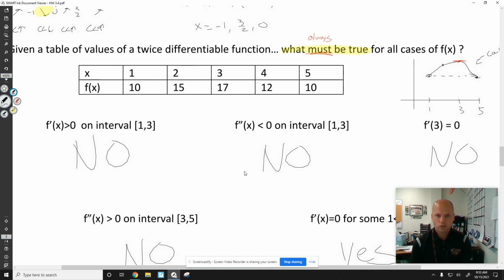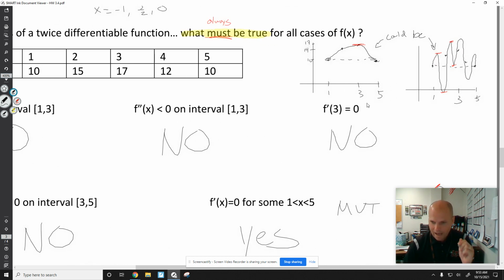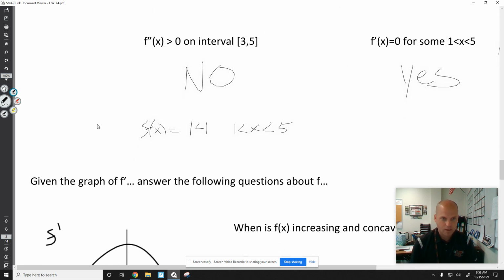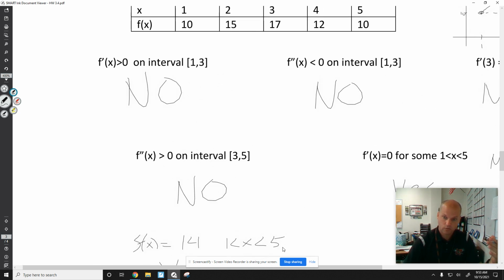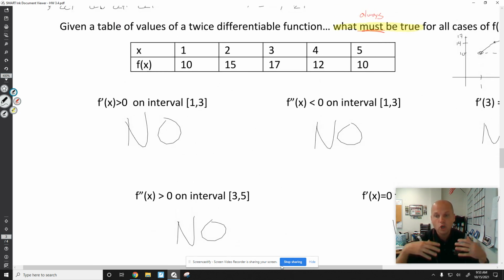Yeah, sure. Because 14 is between 10 and 17. You're going to have some point somewhere where you have the y coordinate of 14, no matter how you draw it. Must there be some solution to this equation? Yes. Why? The intermediate value theorem. Theorems are musts. Derivative signs for tables are maybes, could be's.